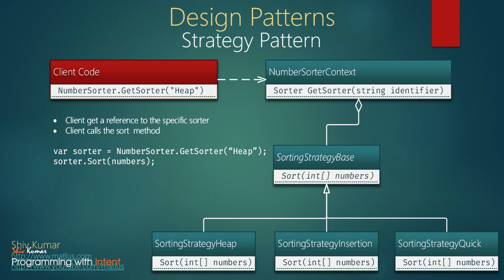And then if you look underneath over here, I say that the client gets a reference to the specific sorter because it asks for it by some sort of identifier. And then once it has the sorter, it calls the sort method on it, providing it with the numbers that it has, its own numbers, saying, well, here are my numbers, go sort them.